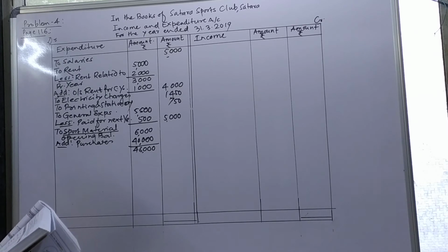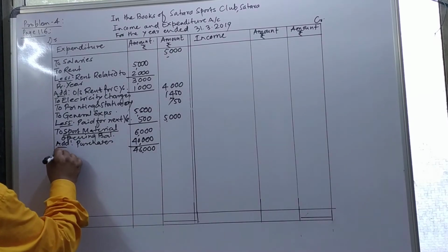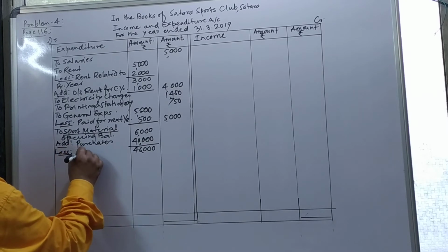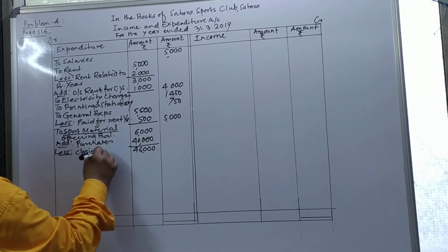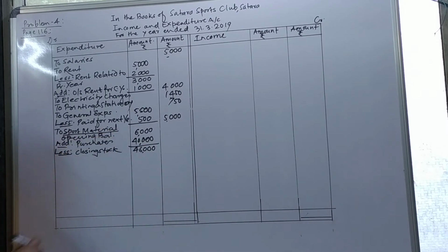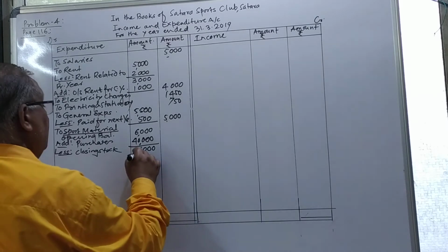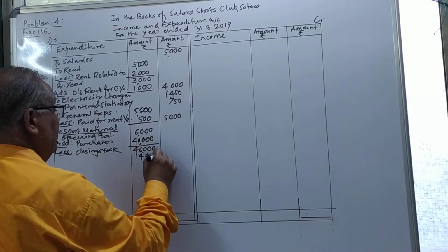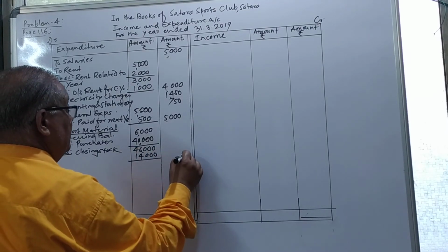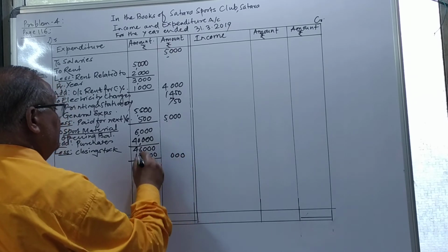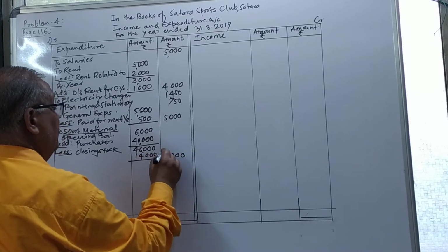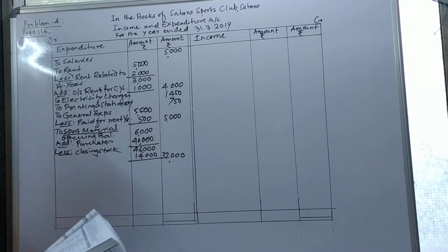They are given in adjustment number 4 itself. Closing stock of sports material, less closing stock. The closing stock of sports material given to us is 14,000. We must deduct 14,000 from it and put it in the outer column, which gives 32,000. So sports material is 32,000.